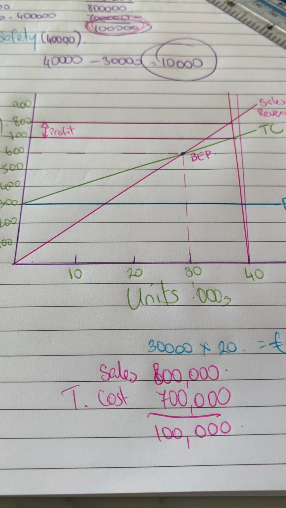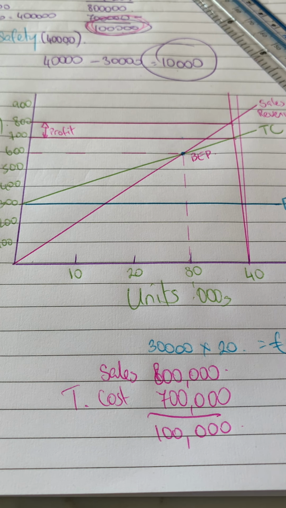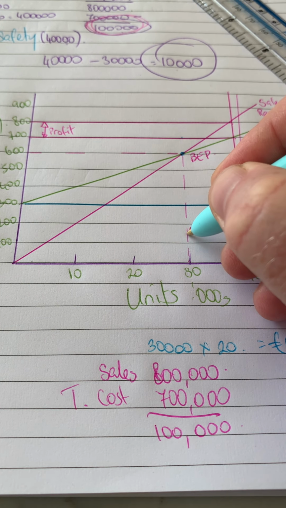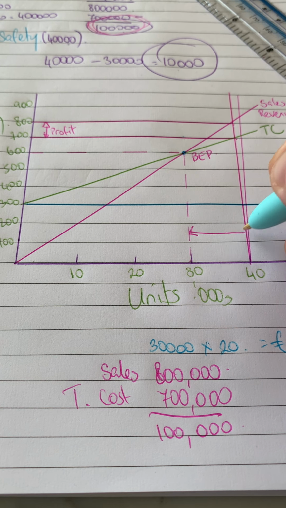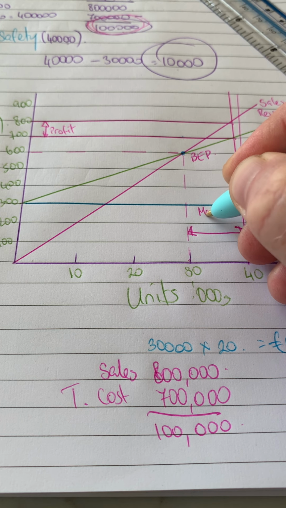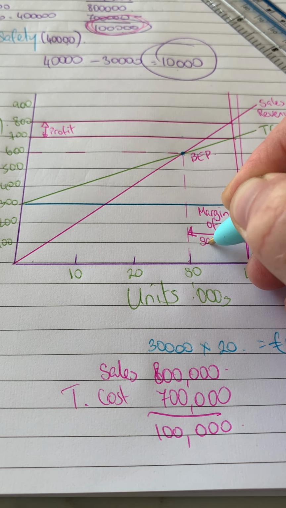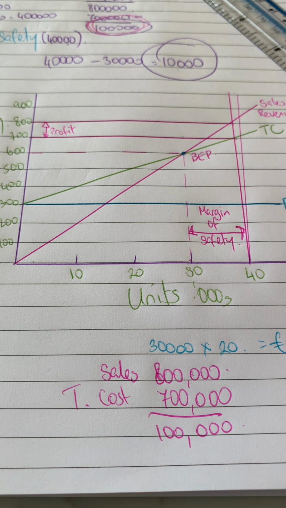Here to here is profit, and that matches the 100,000 that we calculated at the very beginning. The final thing that we have to do is the margin of safety. If we sell 40,000, how many items can we afford not to sell before we hit our break-even point? 10,000 is the answer, and we've already calculated that earlier on.